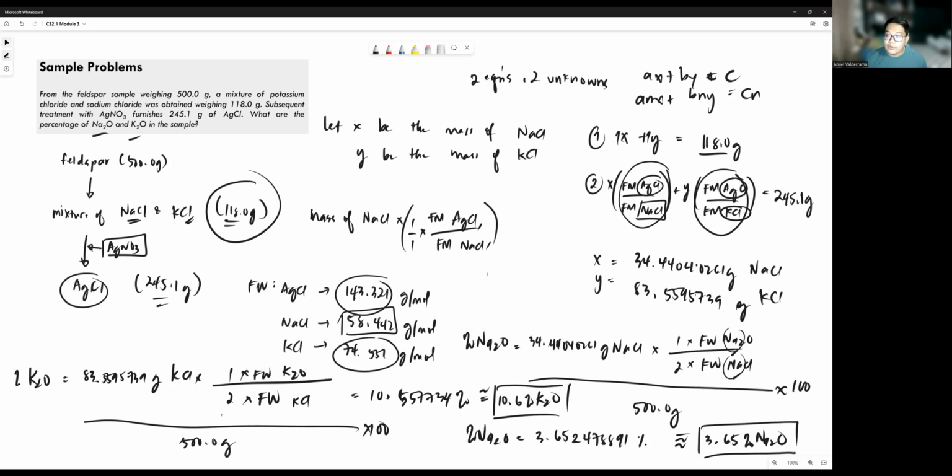Okay? So, as a guide, you just need to get also the formula weight of your Na2O and K2O. So, madali lang yan, no? Pagkuha lang ng molar mass. So, ang Na2O natin ay 61.979 grams per mole, while your K2O is 94.195 grams per mole. Okay? So, I guess your answer shall be 3.65% Na2O and 10.6% K2O. Okay?